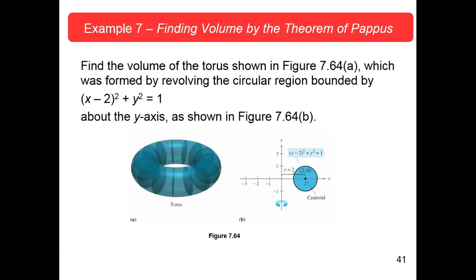So you want the volume of that? Well, the area of this is pi r squared, but the radius of the centroid here is at (2, 0), the center of the circle, (2, 0). Okay?